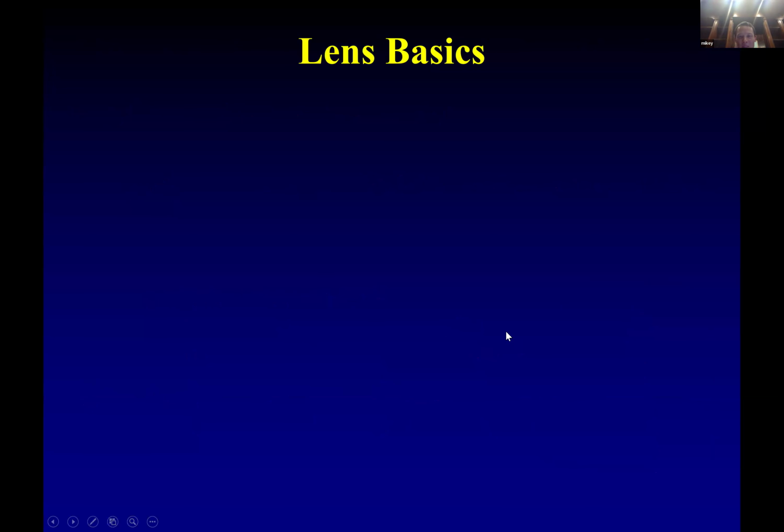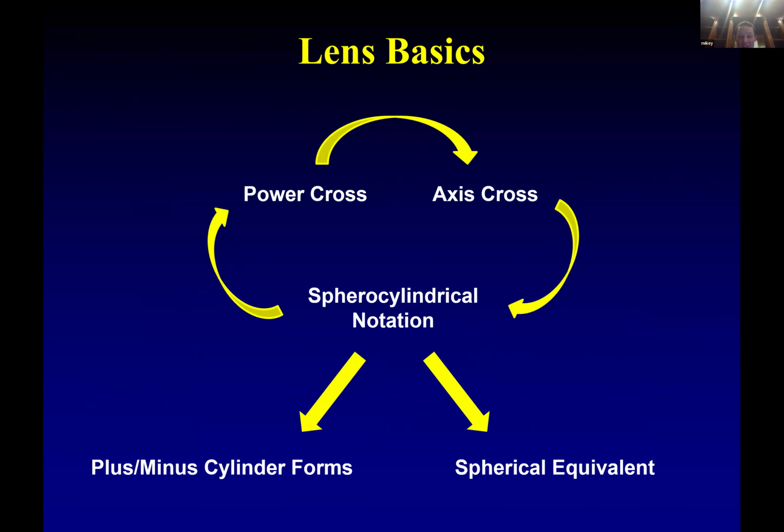Oh yes, my last exam point is this: you want to be able to circle this thing quickly and accurately. Most lenses are in a spherocylindrical notation. So you want to make sure you can go to a power cross, an axis cross, and back again. And you want to be able to flip between plus and minus cylinder forms and calculate the spherical equivalent.